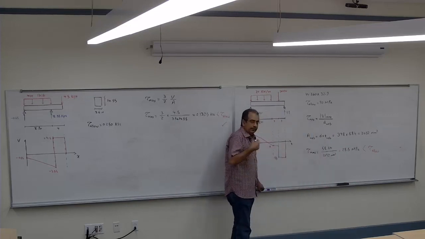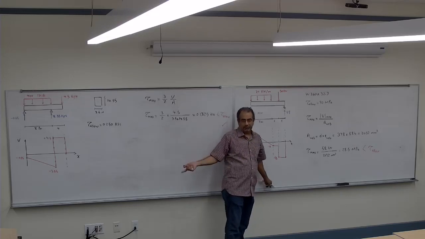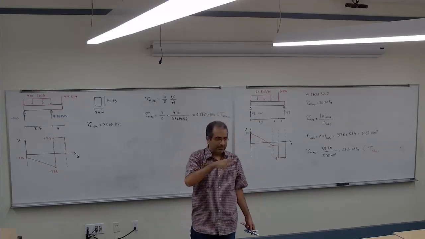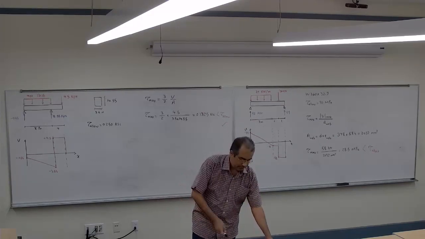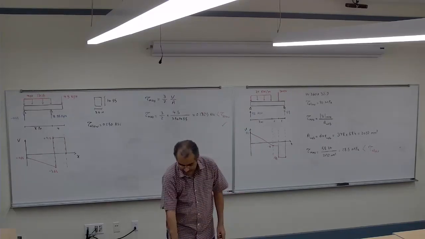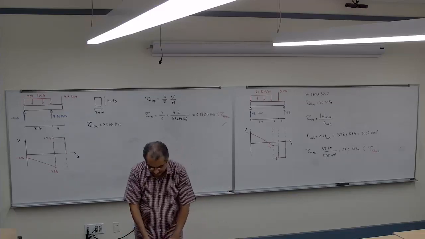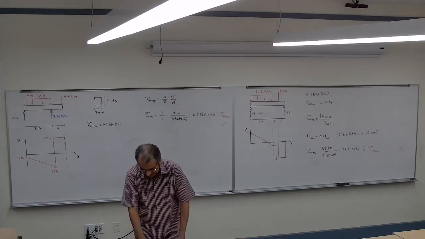If not, as I said, we have to redesign it first for the shear and then check it for the bending. Usually, if you redesign it for the shear, it will check the bending as well. So these are the two, just checking what we had done before.